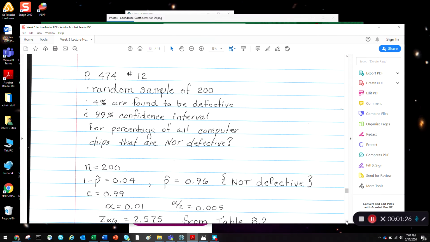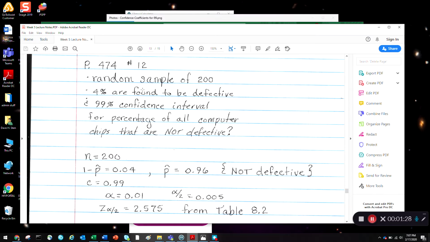So we know all this information. We know our confidence level is 99%. So n, our sample size, is 200. Now we're looking for what are not defective. So 1 minus p hat was the 4% that were found to be defective. P hat is not defective. There's the remaining 96% that are good. So p hat is the percentage in the sample that were good computers, so 96%.